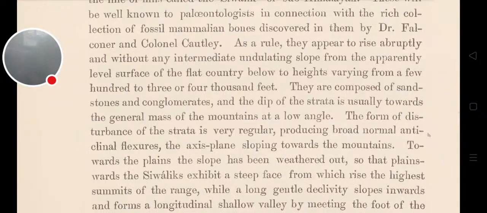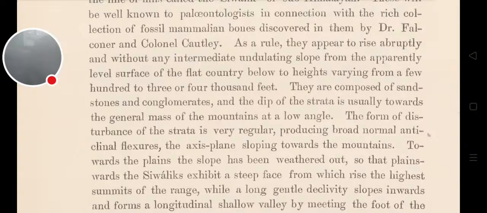As a rule, they appear to rise abruptly and without any intermediate undulating slope from the apparently level surface of the flat country below to heights varying from a few hundred to 3 or 4,000 feet. They are composed of sandstones and conglomerates, and the dip of the strata is usually towards the general mass of the mountains at a low angle.